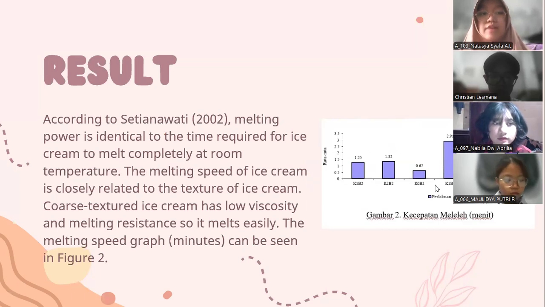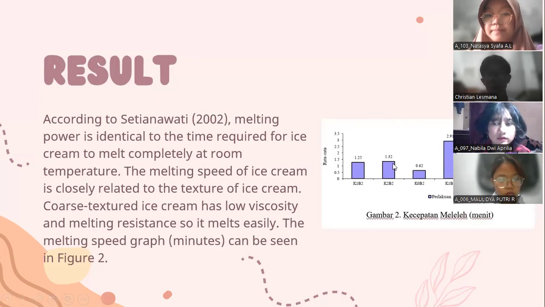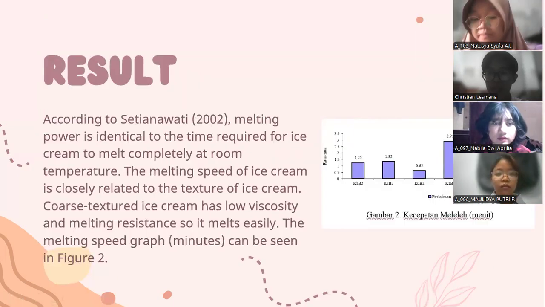And this is the melting power. The melting speed of ice cream is closely related to the texture of the ice cream. Coarse texture ice cream has low viscosity and melting resistance, so it melts easily. The melting speed graph can be seen in this figure. Oh wait, this is the melting speed graph. And now we move to the conclusion. Oh wait, there is more.